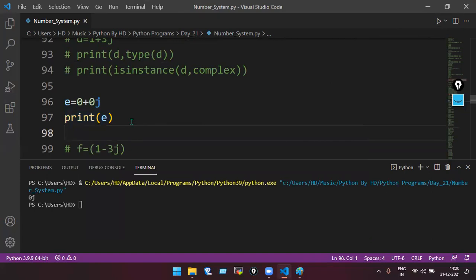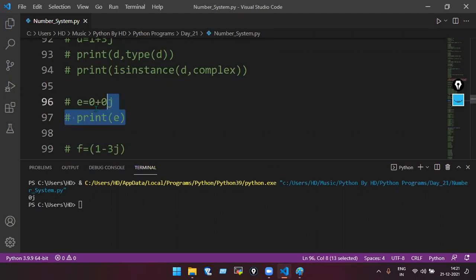Okay. And they're not going to ask much about complex numbers. But you have to know there is one concept called complex numbers in Python. They're not going to ask, but they want to know whether you know complex numbers in Python or not. Yes, I know. This should be your answer. Okay.